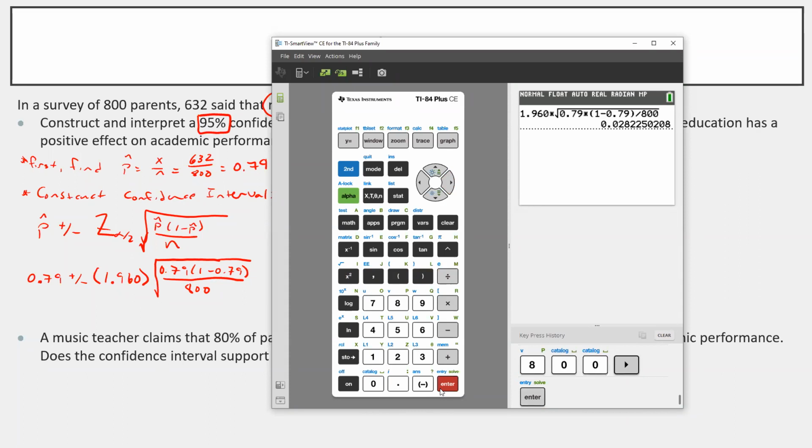Just out of curiosity, anybody following along get that number right there with me? 0.028. Anybody? Yay, one person. Okay, yes, great. So that's my margin of error, 0.028.